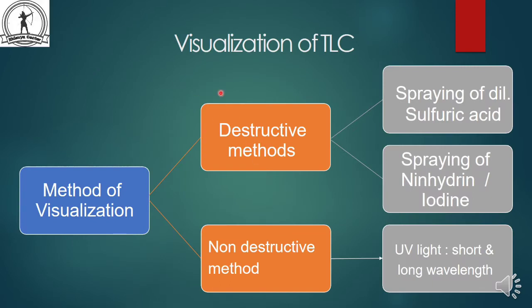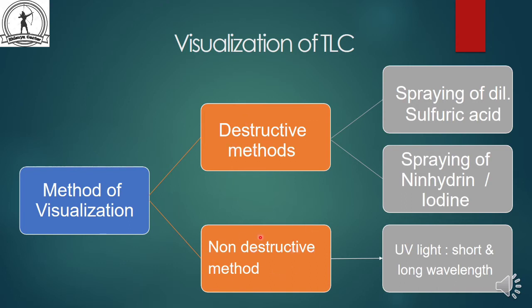If the thickness of the layer is not homogeneous, then our sample is not separated very well. Now, visualization of TLC. How can we know which compounds are separated? Sometimes they are colored, so we can see them, but sometimes they are not visible. So we have different methods for visualization. There are many methods. First, destructive, and second, non-destructive.